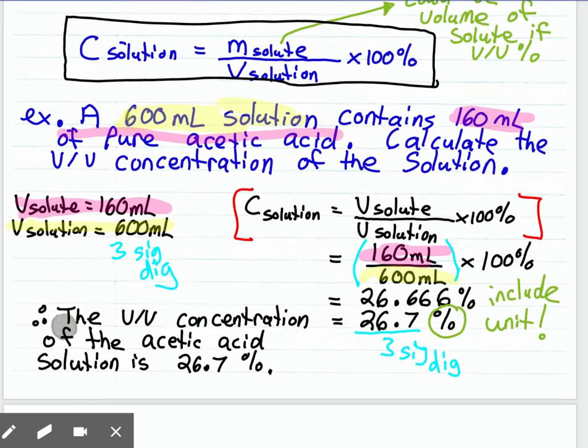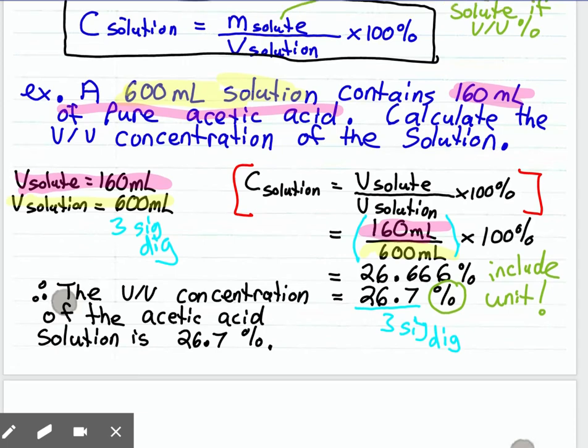So we have our answer, 26.7%. And then usually in science, we write a nice therefore statement. The volume by volume, therefore, and that's what those 3 dots mean. Therefore, the volume by volume concentration of acetic acid solution is 26.7%.